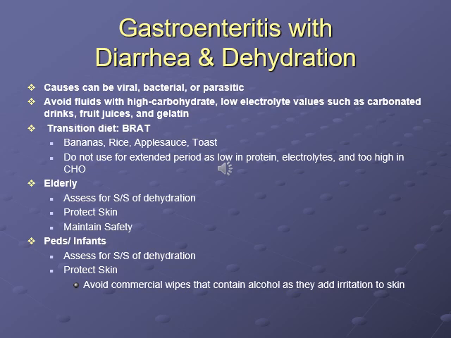This slide is just reinforcing what we've already talked about in fluid and electrolytes and other areas prior to now. If somebody has gastroenteritis with diarrhea, then of course we're concerned about dehydration. So we would want to avoid fluids that have high carbohydrate or low electrolyte value. Carbonated drinks are irritating. Fruit juices that are high in sugar aren't very helpful. Any coffee and caffeine or stimulants that would increase peristalsis, we'd want to hold off on. The BRAT diet, you remember, bananas, rice, applesauce, and toast. Again, this can be a nice transition diet.